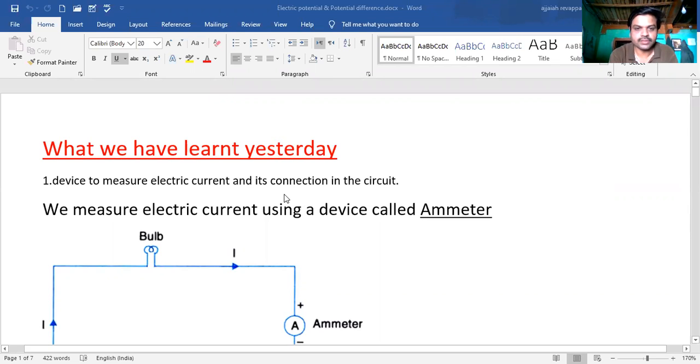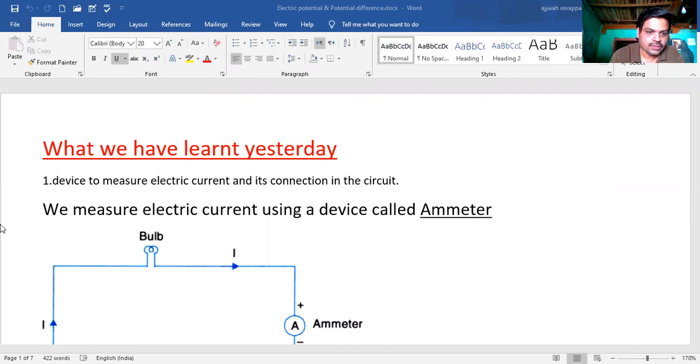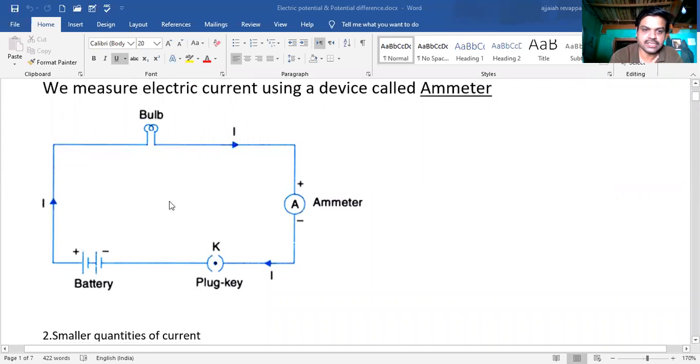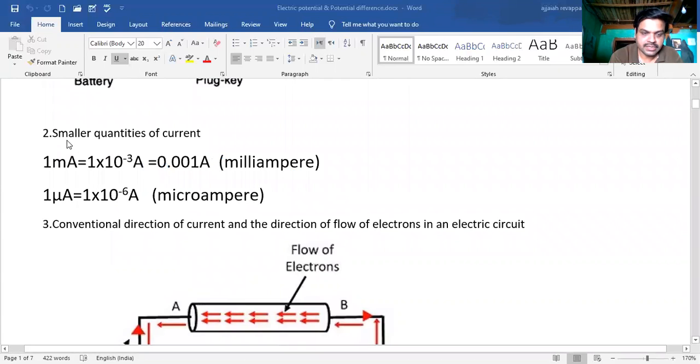Before we start today's class, let us have a quick recall of what we have learned yesterday. We use a device, the ammeter, to measure the electric current and its connection in the circuit. You can see the circuit here. Ammeter is always connected in series with other circuit elements, and we have to take care of its polarity while connection. Then we studied smaller quantities of electric current.